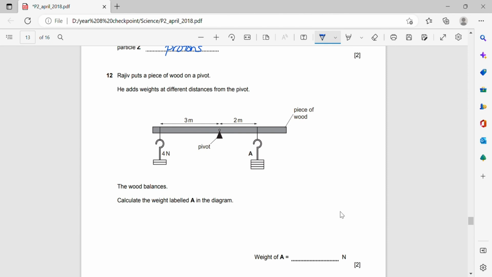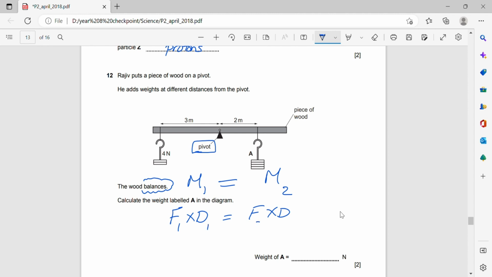So when we have a pivot, this problem is about the moment. And we have a keyword here, the wood balances. So balanced means that the moment on both sides are equal. M1 equals M2. The moment is equal to what? Force times distance. F1 D1, F2 D2.